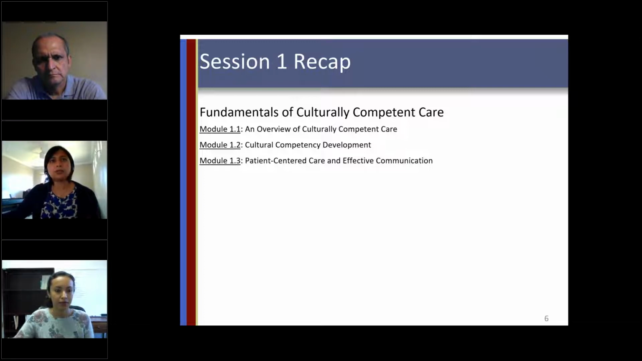And we also talked about patient-centered care in terms of the role of culture and culturally sensitive treatment options, the difference between illness and disease, and the models of effective patient communication, such as the LEARN model, the BATHE model, and the ethnic model. So it was a lot of information.